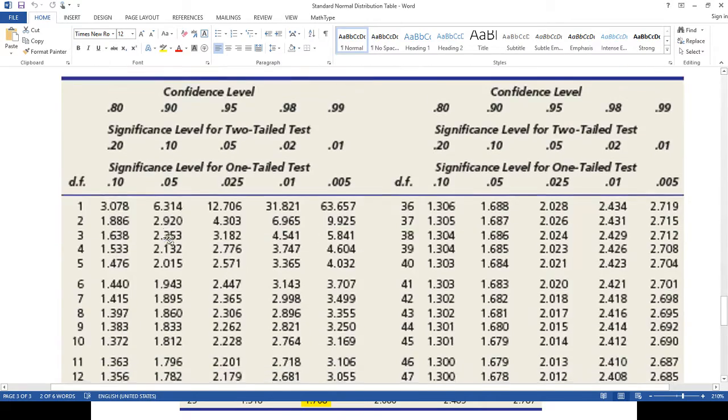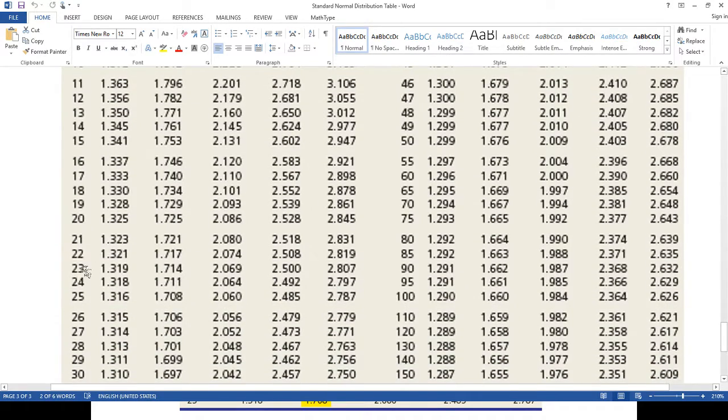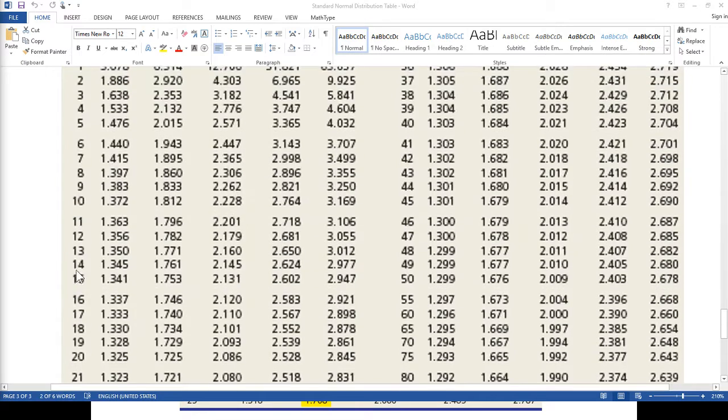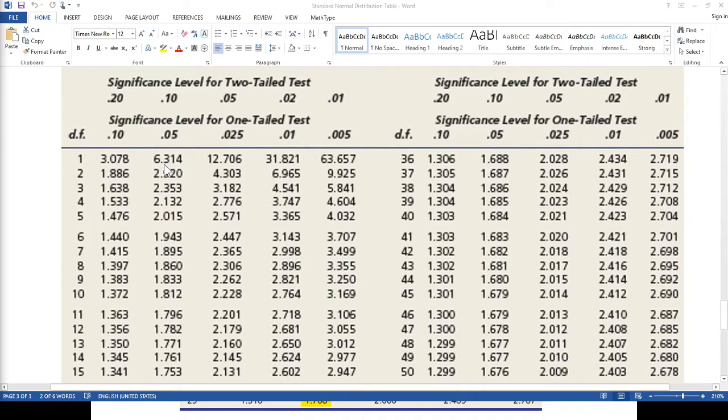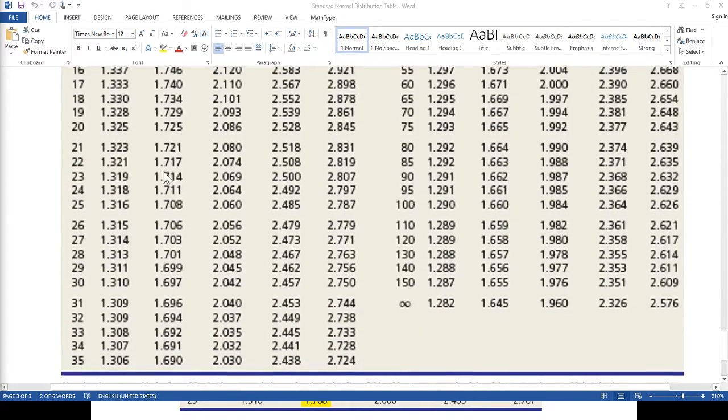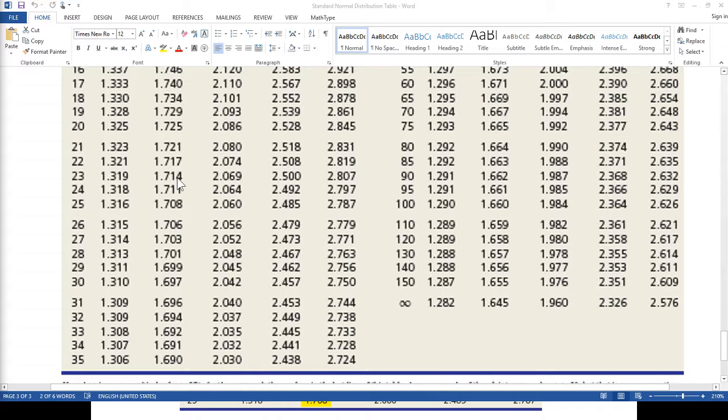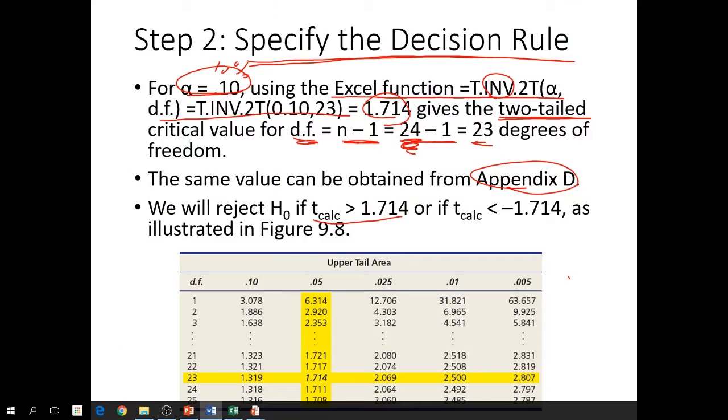And here is 10%. I'm sorry. And our degrees of freedom is 23. So this column is the 10% significance level, and we are doing the two-tailed test. So we have to follow this column, and with degrees of freedom 23, we obtain 1.714.